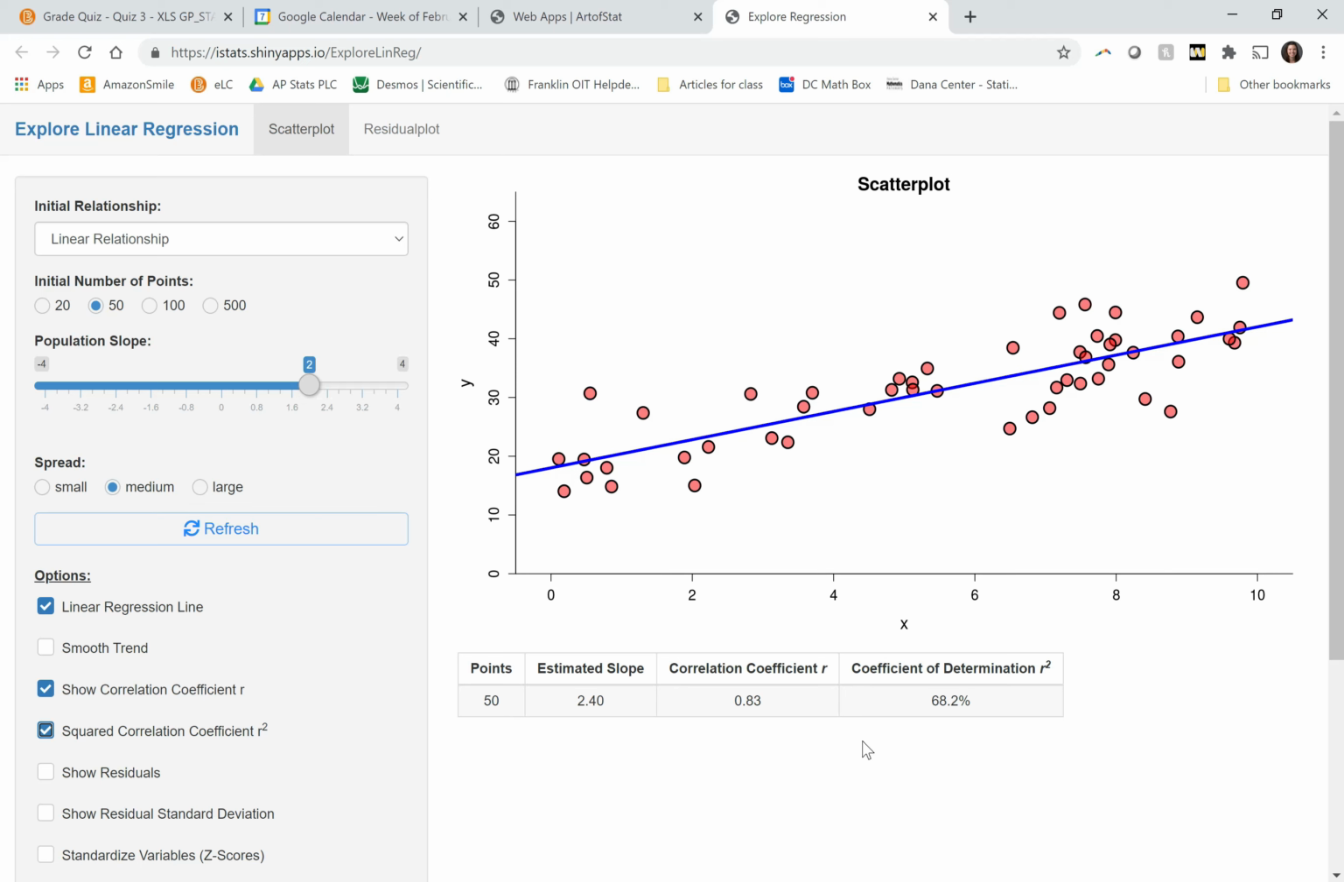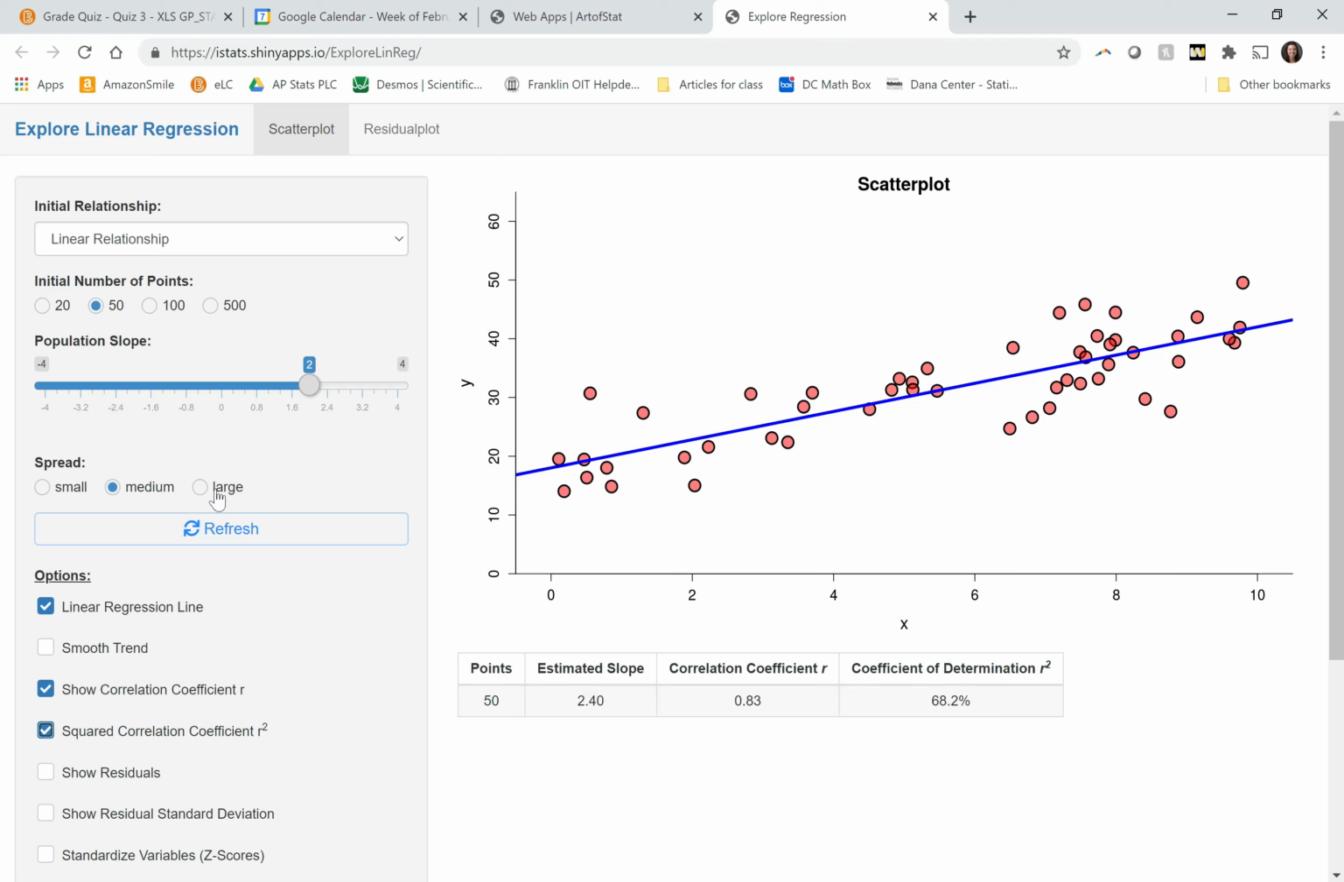To illustrate this, I'm just going to use one of the applets from our textbook. Looking at this relationship, we have a correlation coefficient r of 0.83. If we square that, we get 68.2%. That's our R squared. And so this is sort of a medium amount of spread of the points around the line.